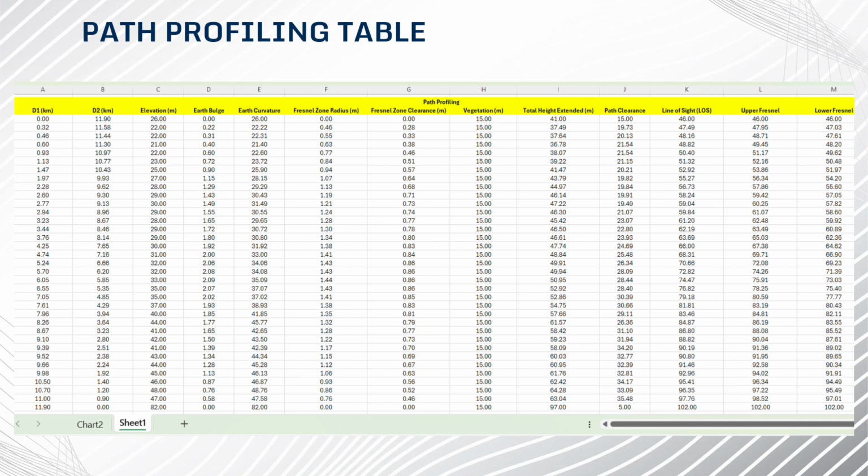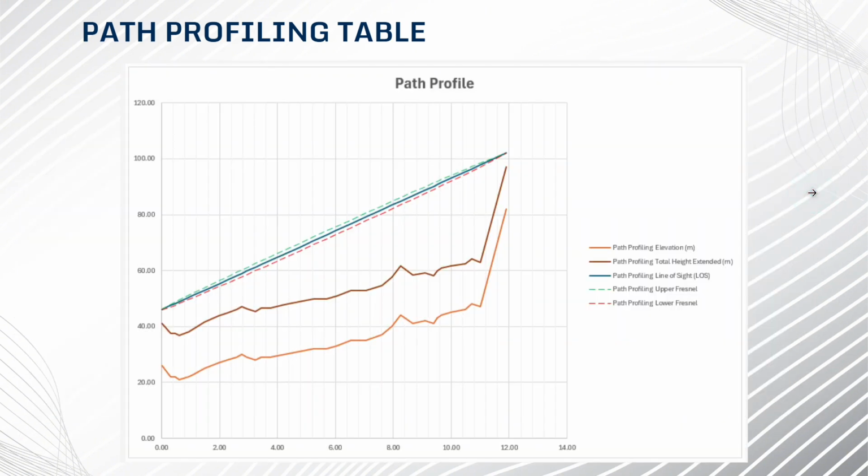After computing all the components to complete this table, these are the data or values shown for the line of sight of the two towers. And for the graph of the path profile, here is the graph that visualizes the line of sight derived from the data presented in the table.